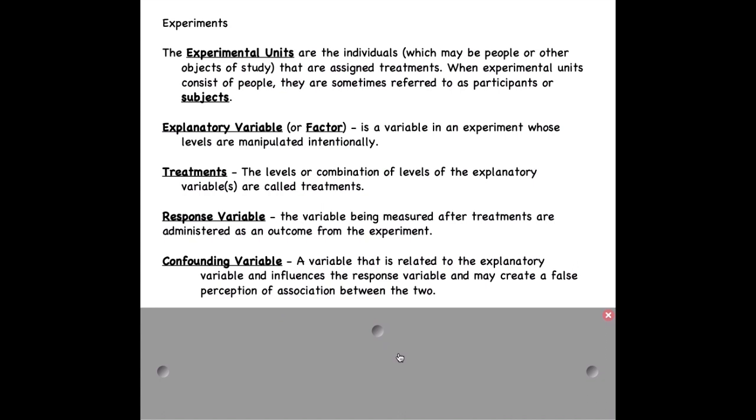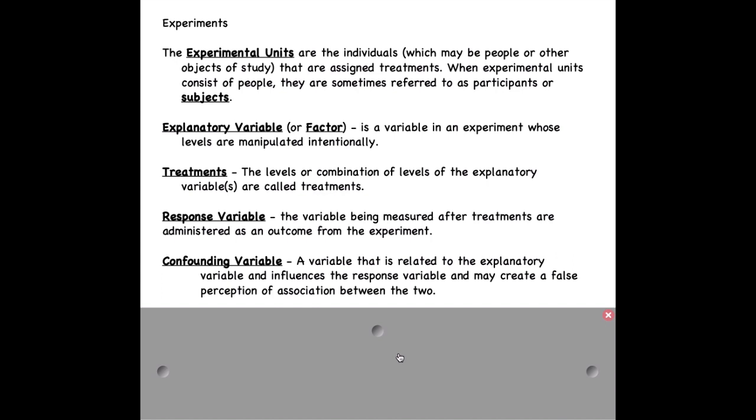Confounding variables are variables we need to be aware of and try to eliminate if possible. A confounding variable is a variable that is related to the explanatory variable in some fashion, and it's influencing the response variable, but it's not the variable we're trying to measure. And so the problem is confounding variables can create a false perception of association that's not really happening.